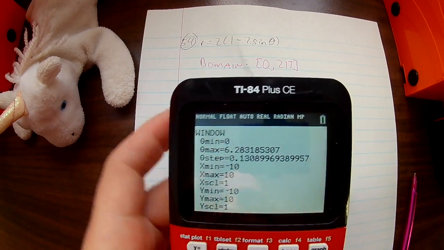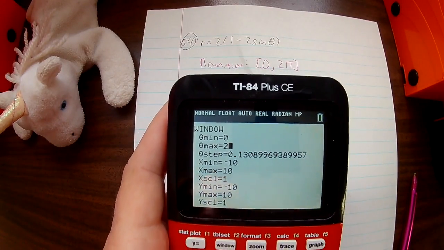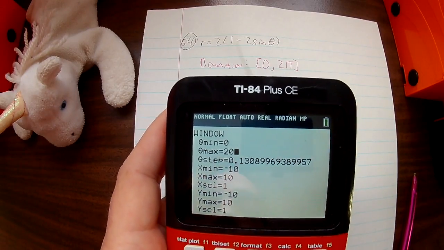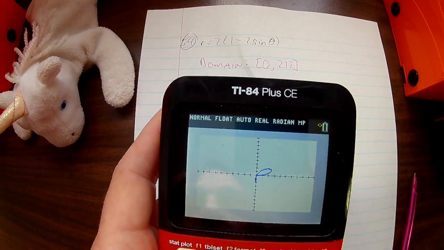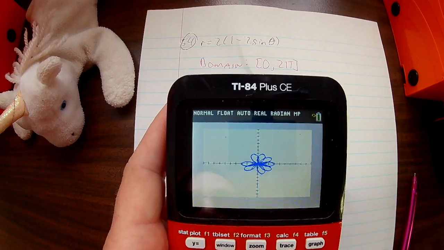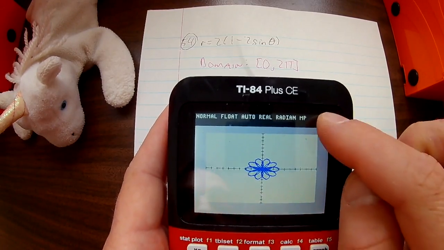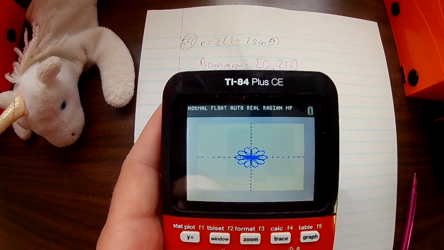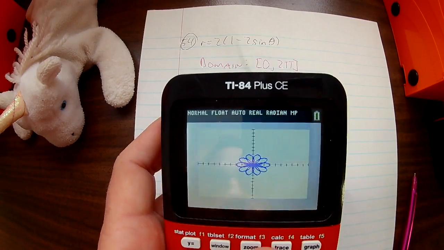I need to go higher than 2 pi. So again, I'm going to use something ridiculously high. Woo, not 200. That's unimaginably high. 20, though, is fairly high. And I can see it's still spinning, and it's still just looping back on itself. So I actually have the full domain here.